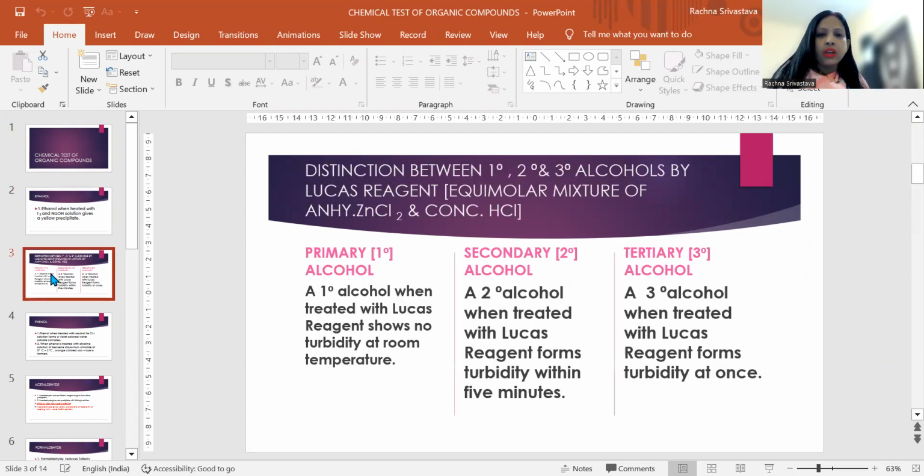The second one, distinction between primary, secondary and tertiary alcohols by Lucas reagent, an equimolar mixture of anhydrous ZnCl2 and conc HCl. Now in this, a primary alcohol when treated with Lucas reagent shows no turbidity at room temperature. A secondary alcohol forms turbidity within 5 minutes. Your tertiary alcohol forms turbidity at once. And what is your Lucas reagent that you need to write? It is an equimolar mixture of anhydrous zinc chloride and conc HCl.